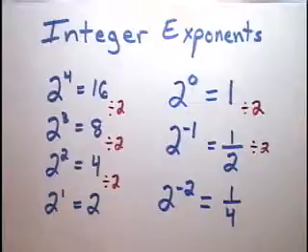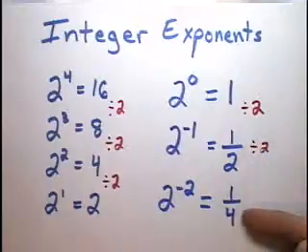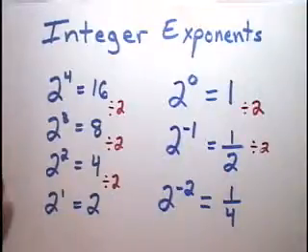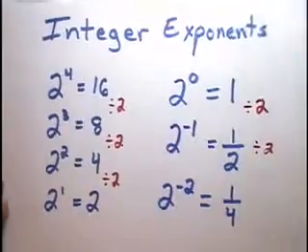Negative exponents have absolutely nothing to do with a negative number. Notice my fraction 1/2 and my fraction 1/4 are still positive values. What the negative exponent shows us is that we need some other rules here to evaluate these. Let's go back to the exponent of 0 and write that rule.